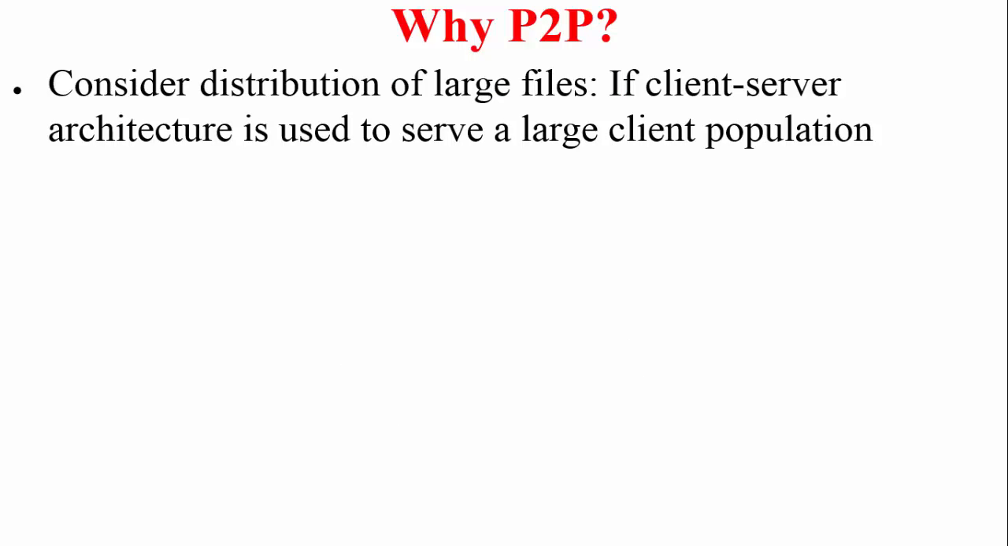So this file sharing can be done using a client-server architecture. Then why bother with these peer-to-peer networks? There should be some advantage these peer-to-peer networks provide. That is why we are even considering them. So to understand this, let's consider distribution of very large files. Now, if client-server architecture was used to serve these very large files to a large client population, what do you think the problems are going to be?